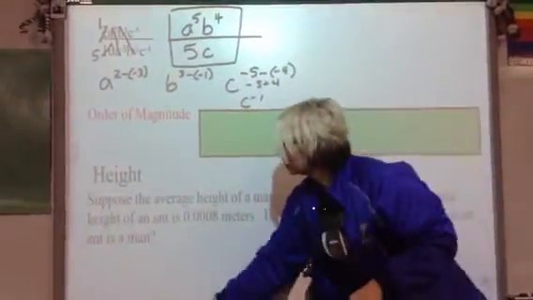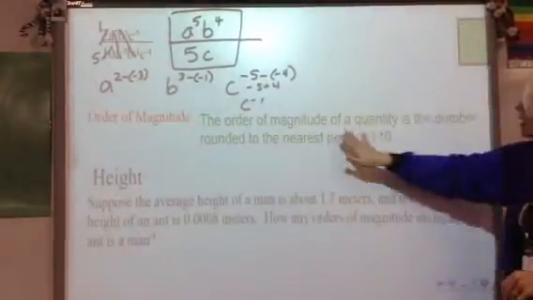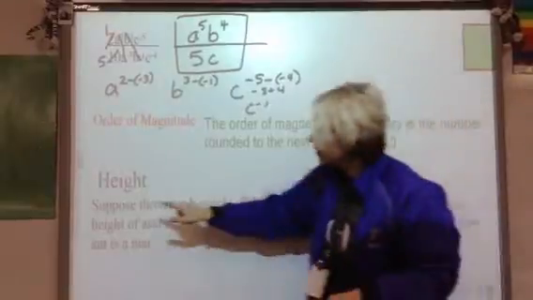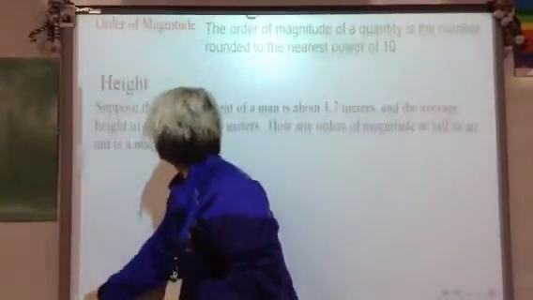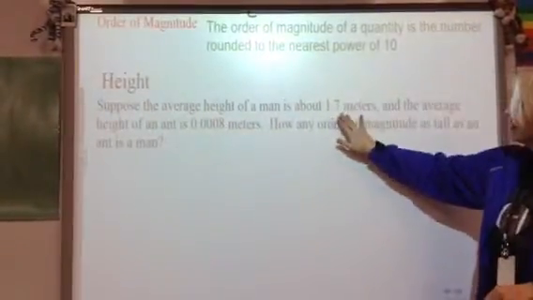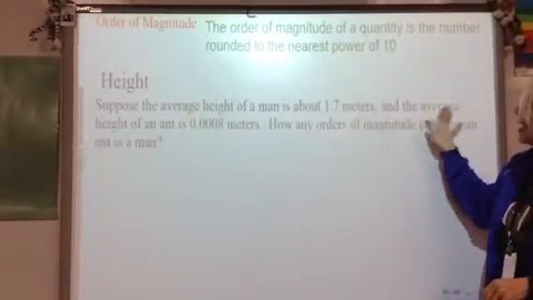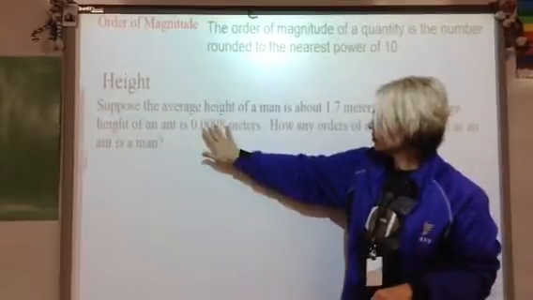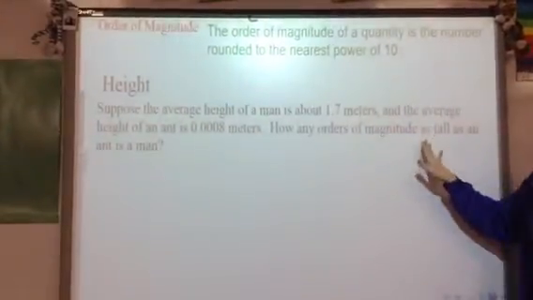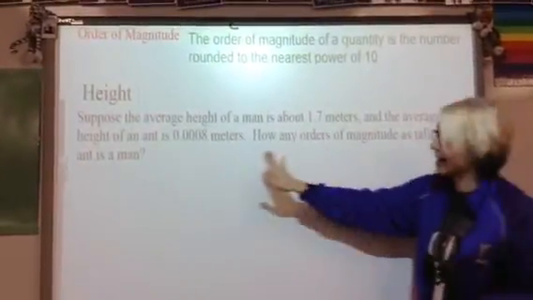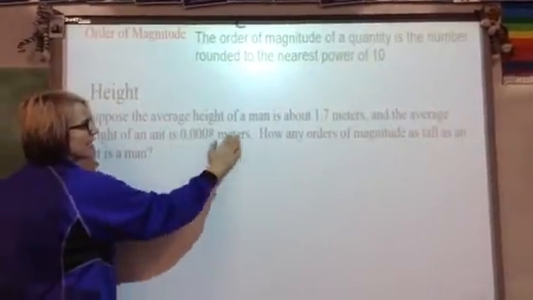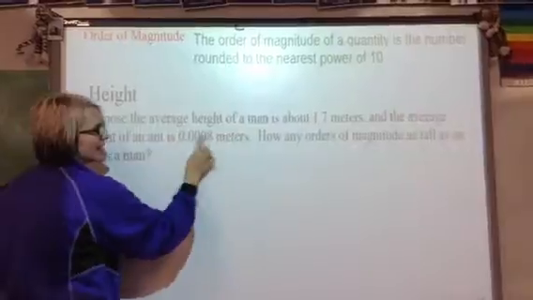The last thing we're going to talk about is order of magnitude. It is a number rounded to the nearest power of 10. So let's try this example with height. Suppose the average height of a man is about 1.7 meters, and the average height of an ant is 0.0008 meters. How many orders of magnitude as tall as an ant is a man? So we're looking to see by what power of 10 we would have to multiply this to get here.